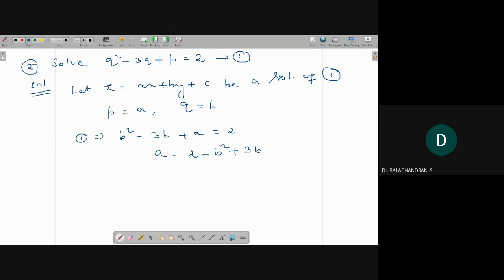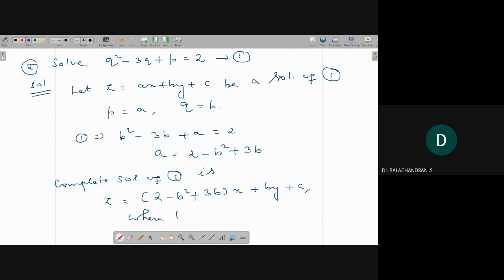So complete solution of equation 1 is z equal to, instead of a you have 2 minus b square plus 3b, into x plus by plus c. So now we have only two arbitrary constants, where b and c are arbitrary constants. So first part is over.